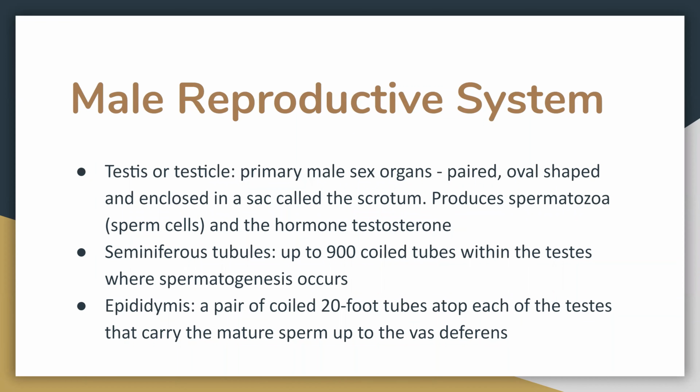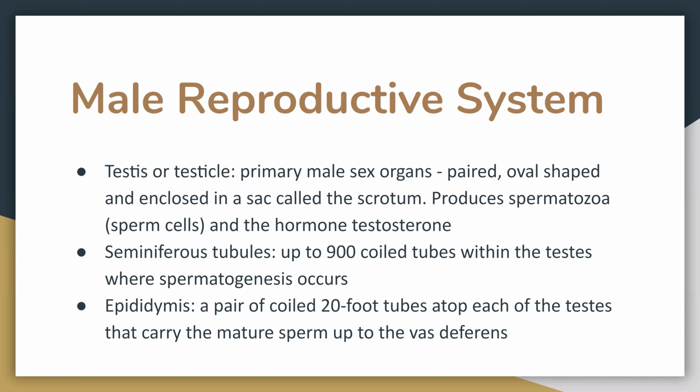So testes or testicle, that's the primary male sex organ. It's paired, oval shaped, and it's enclosed in a sac called the scrotum. And it produces spermatozoa, which are sperm cells, and the hormone testosterone. The seminiferous tubules are up to 900 coiled tubes within the testes, and that's where the spermatogenesis occurs. Okay, that's where sperm is created.